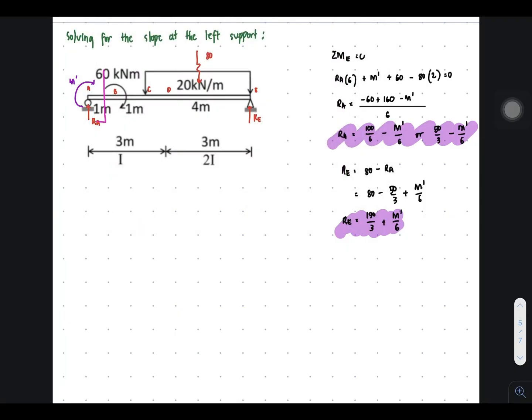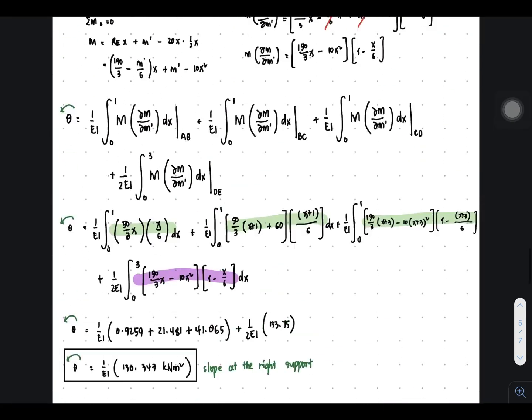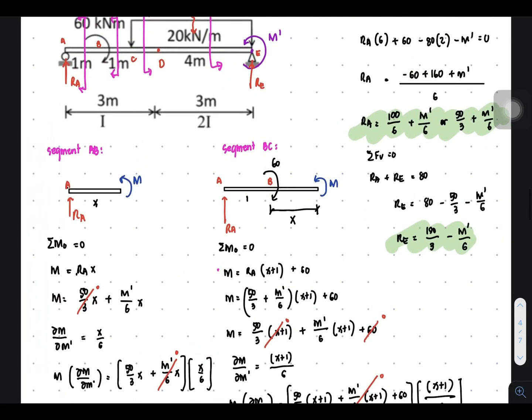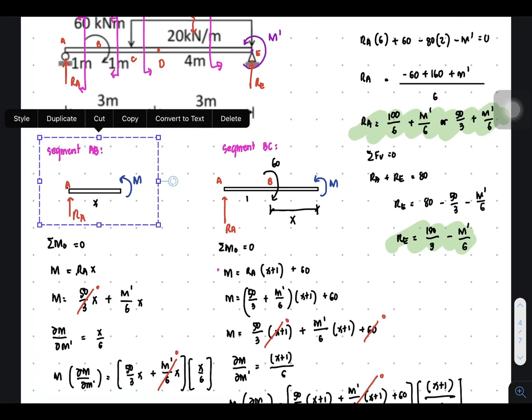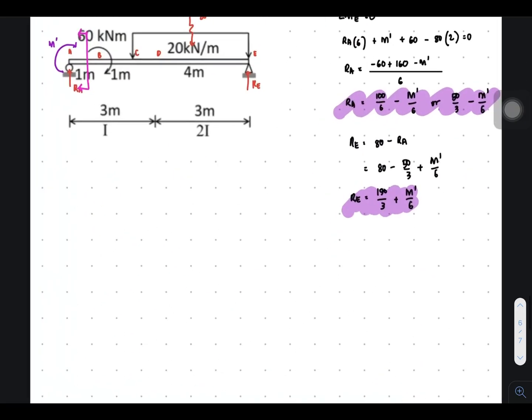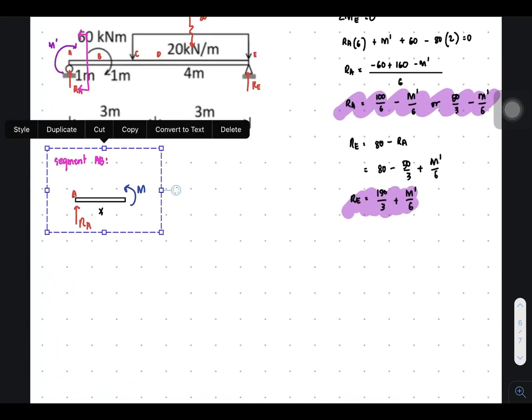For the segment AB, we will be cutting this here and considering the left section. So let's draw the segment or section. So let's just borrow the section from the previous here. Let's borrow that and paste it here.